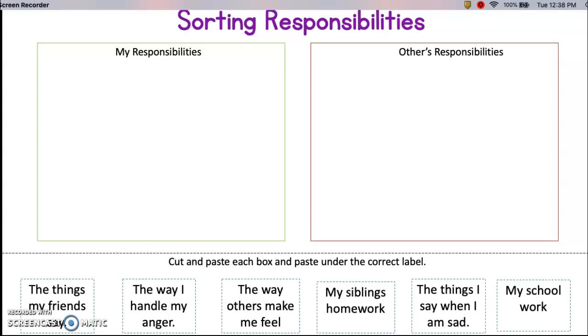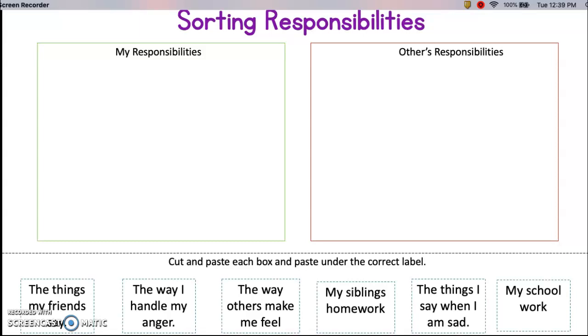The next one says, the way others make me feel. Would that be my responsibility or others' responsibility? How about the next one? My siblings' homework. Would that go under my responsibilities or others' responsibilities?